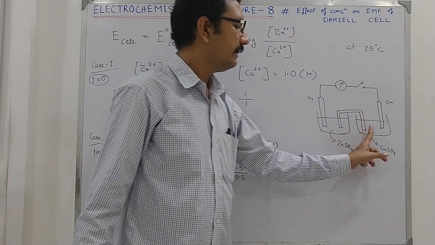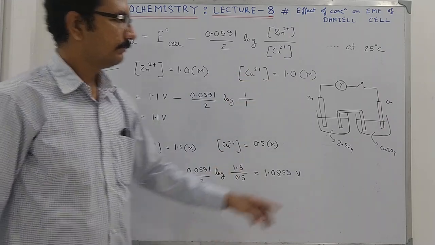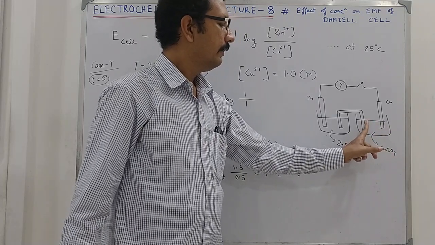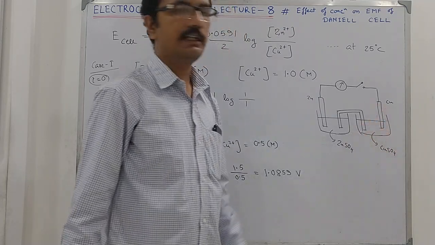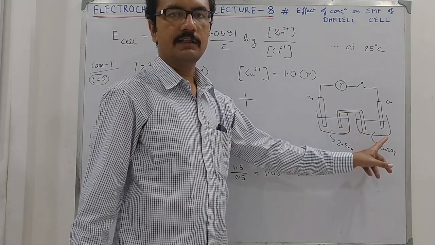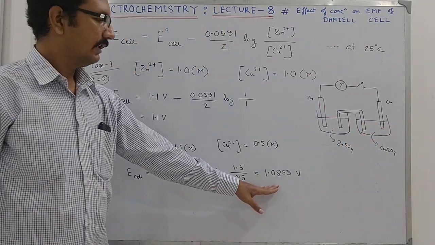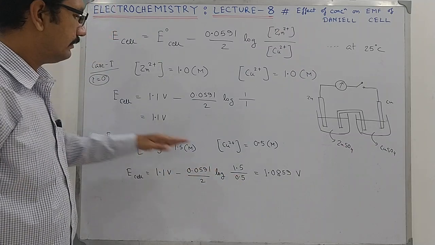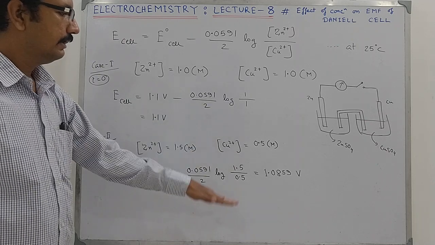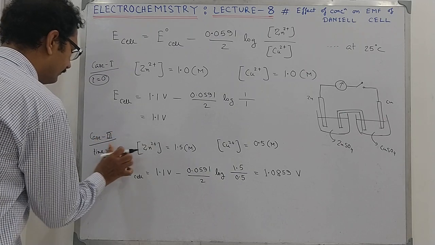And again, owing to the decrease in Cu2+ ion, that is from 1.0 molar to 0.5 molar, the osmotic pressure of Cu2+ decreases, and it will show a lesser tendency to get deposited at the copper electrode. So the reduction part is also affected. Both the oxidation and the reduction part are affected. So that is going to decrease the cell EMF, and that is the result. We get the voltage 1.0859 volt instead of 1.1 volt. So the voltage is decreasing.